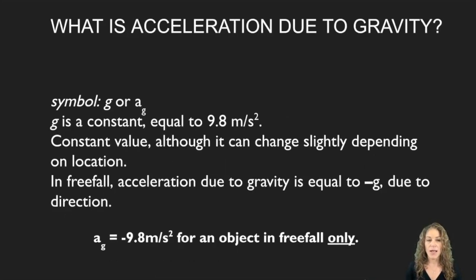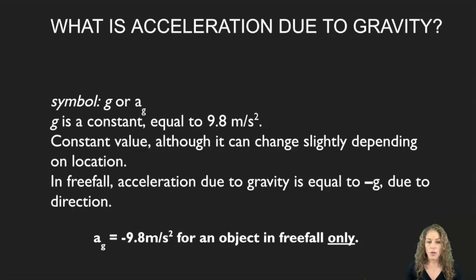Acceleration due to gravity has the symbol little g or a sub little g. I'll generally use g. And g is a constant. It's on your equation sheet. It's equal to 9.8 meters per second squared. It does not have a sign. It's a constant value, although it changes based on location, but only by a little bit. So generally, we're just going to say at the surface of the Earth, acceleration due to gravity is 9.8 meters per second squared, as it only changes very little due to altitude.